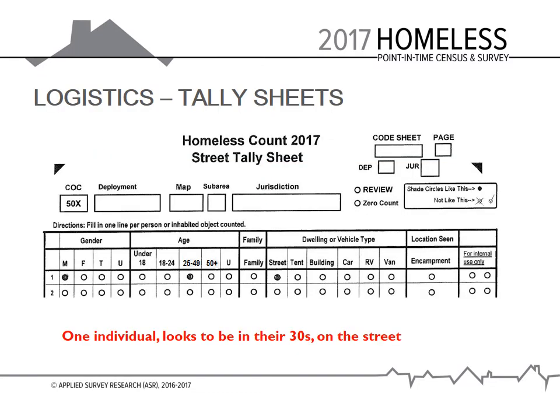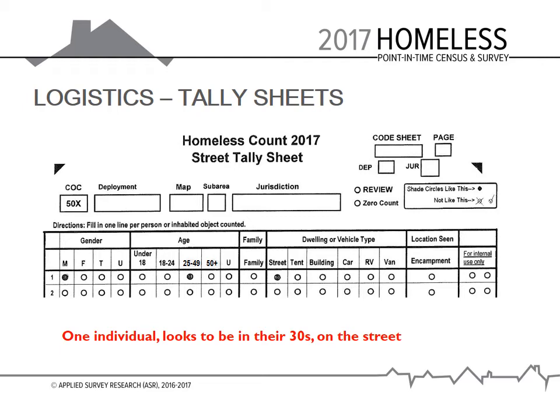All right, so the next few slides will be some samples of how to fill in your tally sheets. On the bottom in red, you see one individual who looks to be about in their 30s on the street. So you'll mark line number 1, fill in M for male if the individual is a male. If the individual is a female, you can bubble F. T stands for transgender. U stands for unknown.